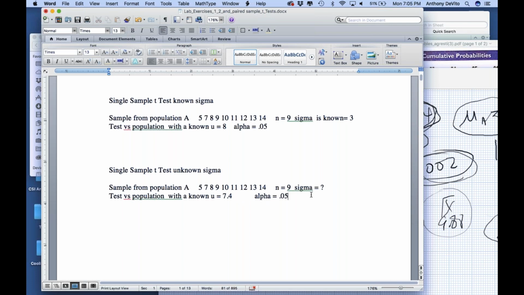Okay, so first of all, number one, what's your null and alternative hypothesis? Anybody want to hazard a guess? The mean for population A is equal to the mean for population B, right? So now, do we know what the mean for population B is? It's 7.4. So we could either say mean for population A is equal to mean for population B, or we could say mean for population A is equal to 7.4, since we know what that is anyway. So this is a single sample test.